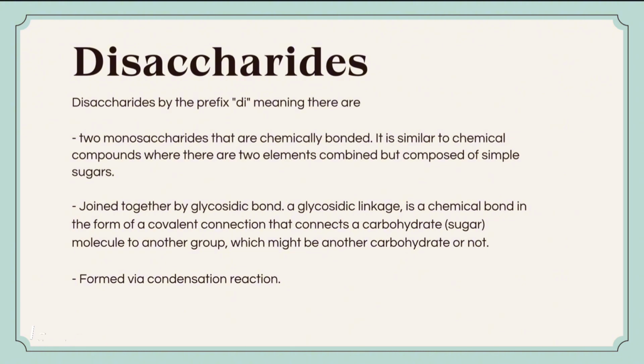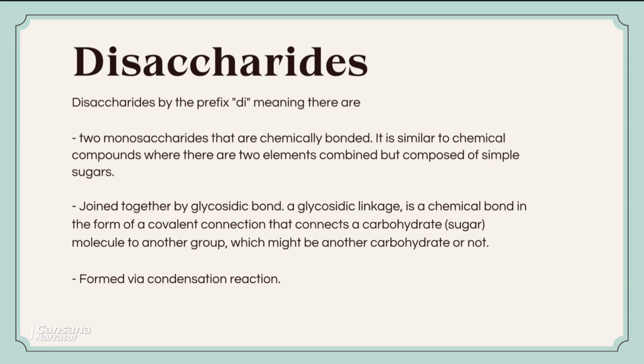Disaccharides. Disaccharides, by the prefix di, means there are two monosaccharides that are chemically bonded. It is similar to chemical compounds where two elements are combined, but composed of simple sugars. The two monosaccharides are joined together by a glycosidic bond. A glycosidic linkage is a chemical bond in the form of a covalent connection that connects a carbohydrate molecule to another group, which might be another carbohydrate or not.